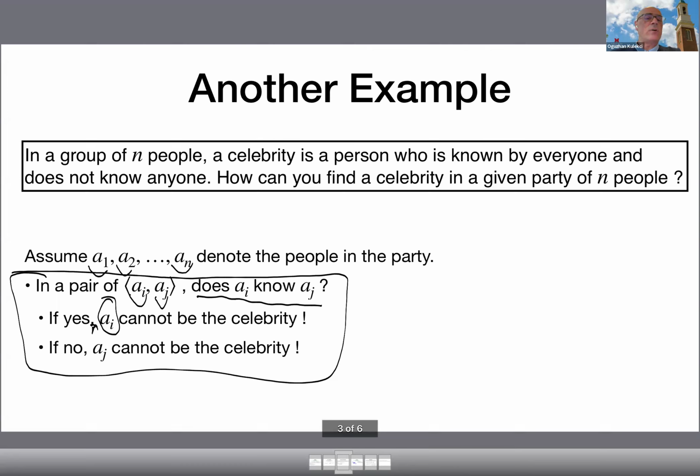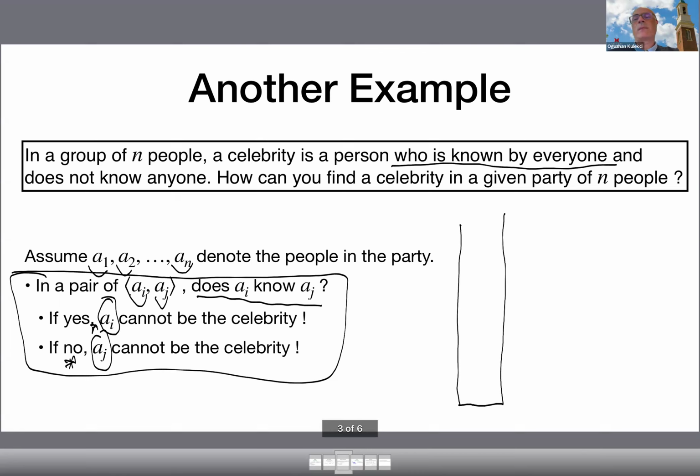If the answer to this question is no, similarly, you can immediately understand that AJ cannot be the celebrity, because by definition, a celebrity is a person who is known by everyone. If AI doesn't know AJ, then AJ cannot be the celebrity. Okay. And then here is the elegant part.